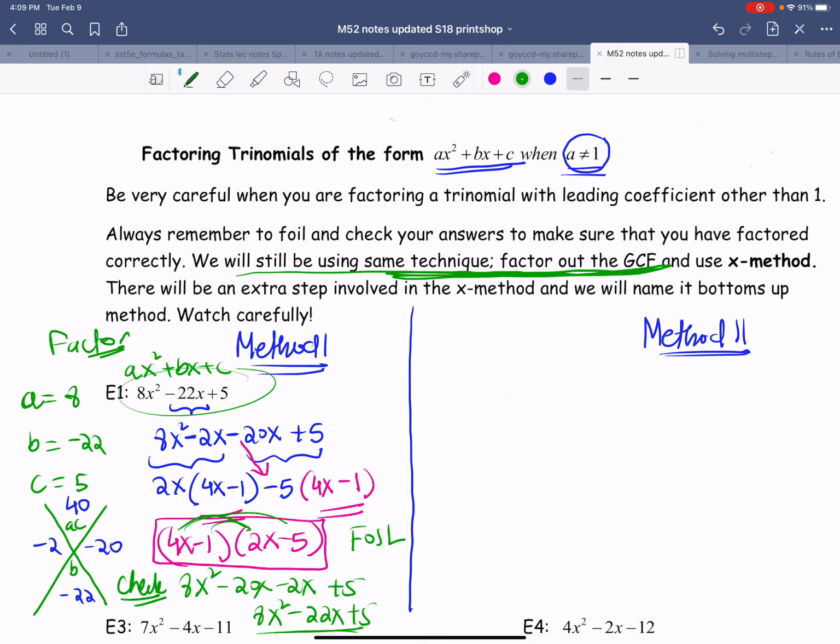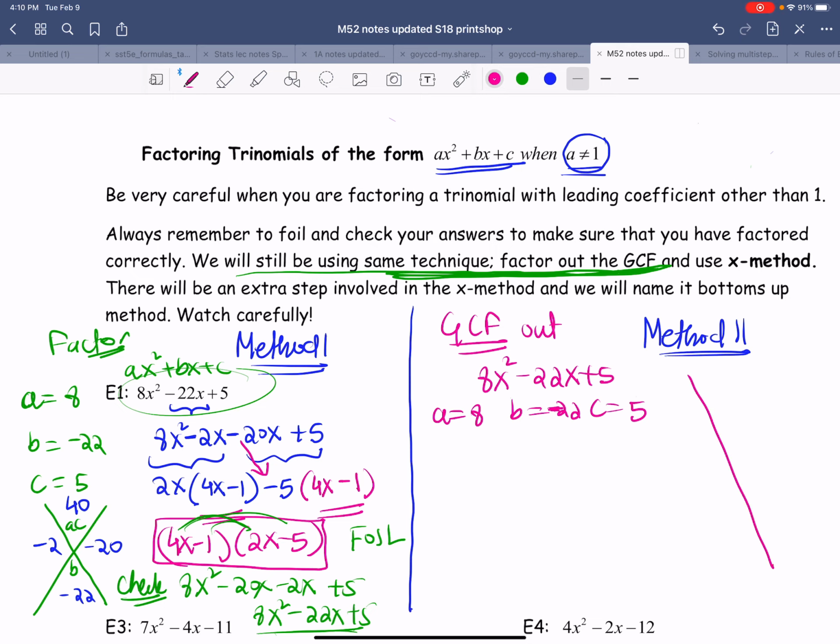Okay. Now in the second method, some part is the same and some part is slightly different. Again, in this method, it's even more important that you take out the GCF first. The first step is to take out the greatest common factor in your whole trinomial, if there is any. In this case, there's none. So 8x squared minus 22x plus 5 has no GCF. Again, figure out your a, b, and c like we did in the last step. Negative 22 is my b, c is positive 5.